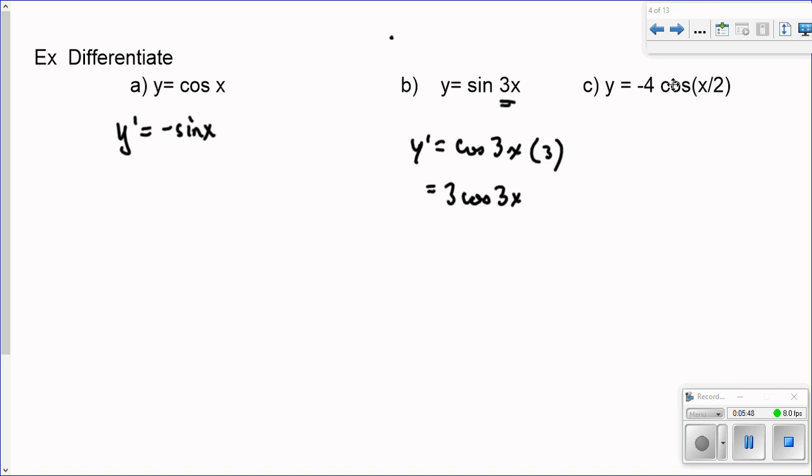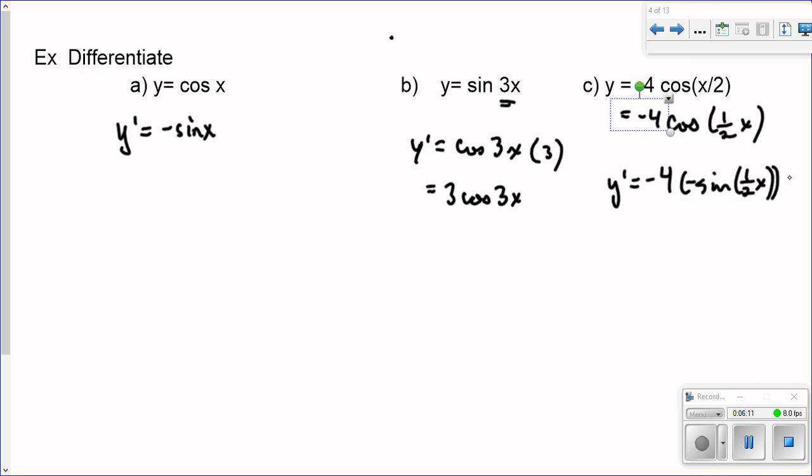y equals negative 4 cos of x over 2. Well, x over 2 is kind of hiding, that's 1/2 x. So the derivative: the negative 4, I don't do anything, it's a leading constant. The derivative of cos is negative sine, and that's negative sine of 1/2 x.